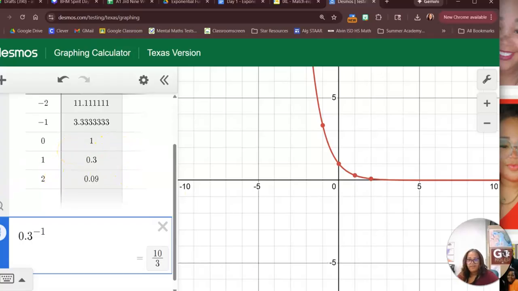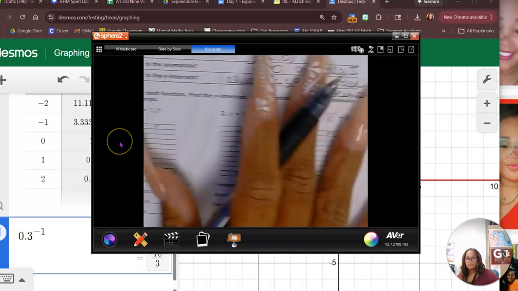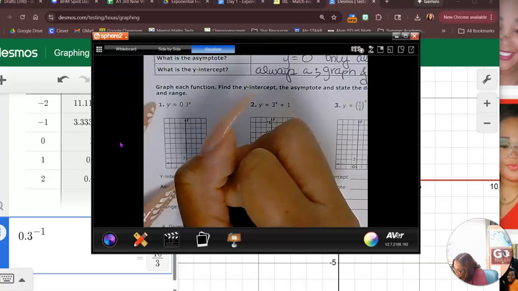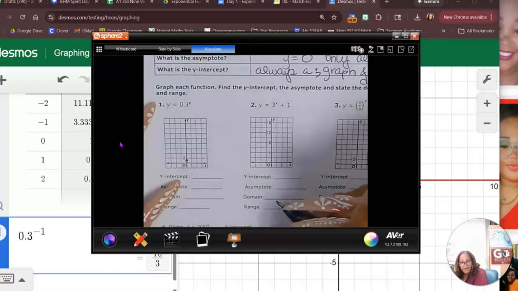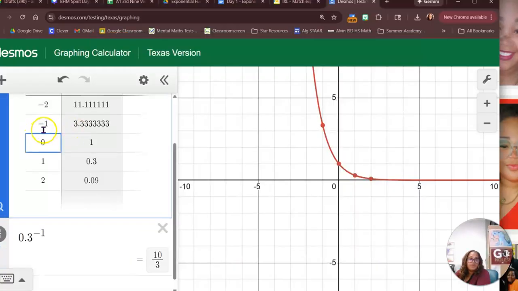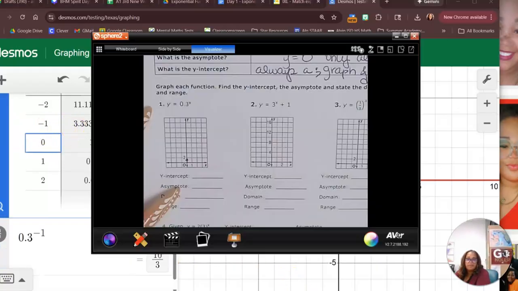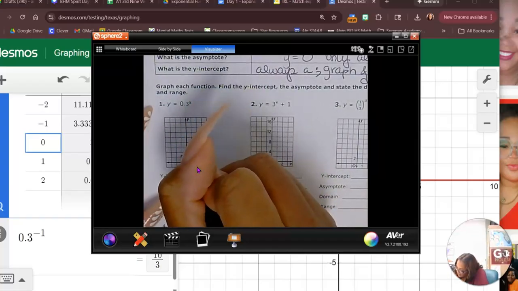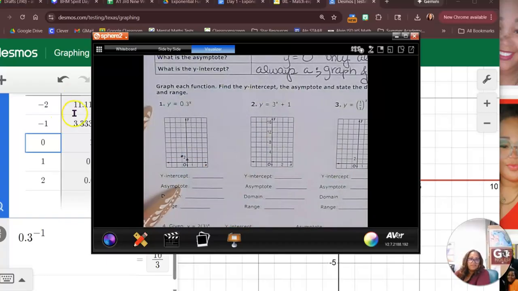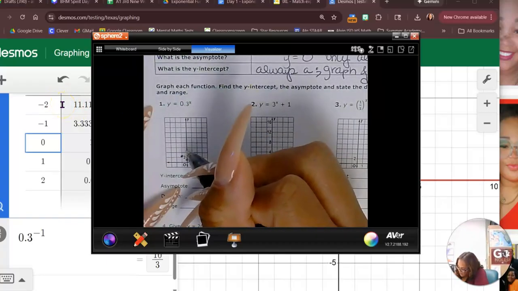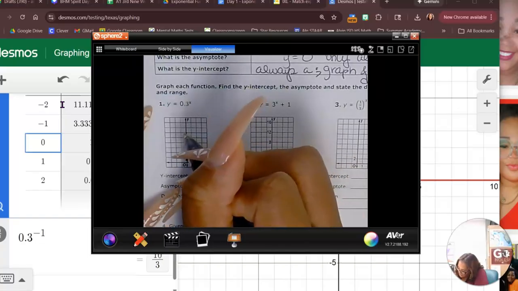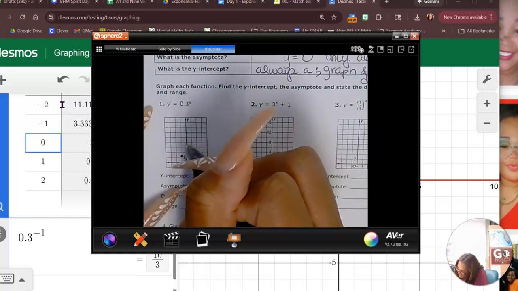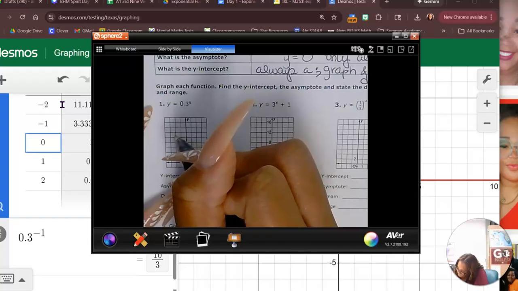So when I come to graph it, 0 and 1, this is a 2, so I'd come in between that, and then I would do -1 and 3.33. So -1 and 3.33 is about right here. And then -2 is 11.11, so this is 2, 4, 6, 8, 10, 11. So come over here, wait, 2, 4, 6, 8, 10, and then halfway through. About right there.